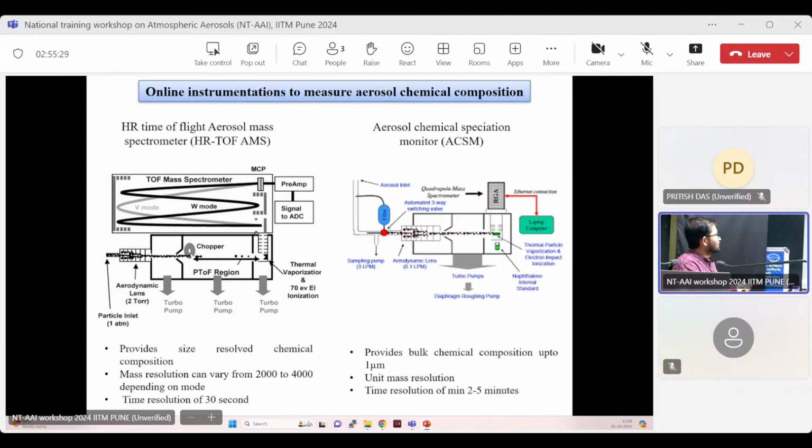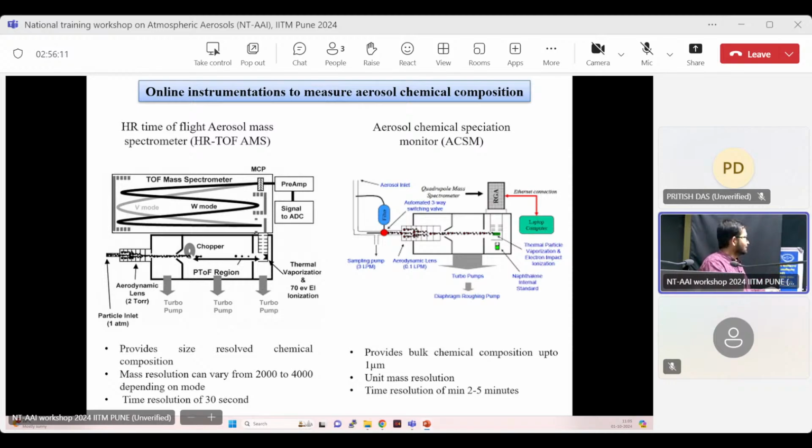So this is the systematic way of operation, how it is working. You can see here the HR-ToF-AMS. HR is high resolution, in terms of mass, which I'll explain later. Time of flight is a technique to segregate all the peaks, and it is an aerosol mass spectrometer. We send ambient aerosols through the particle inlet. There is an aerodynamic lens which focuses randomly sized particles into a single air stream. Then you have a chopper that selectively passes the aerosol as a packet.